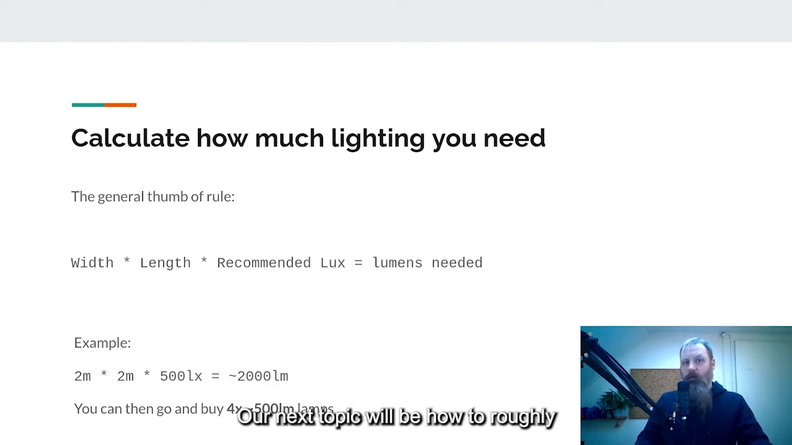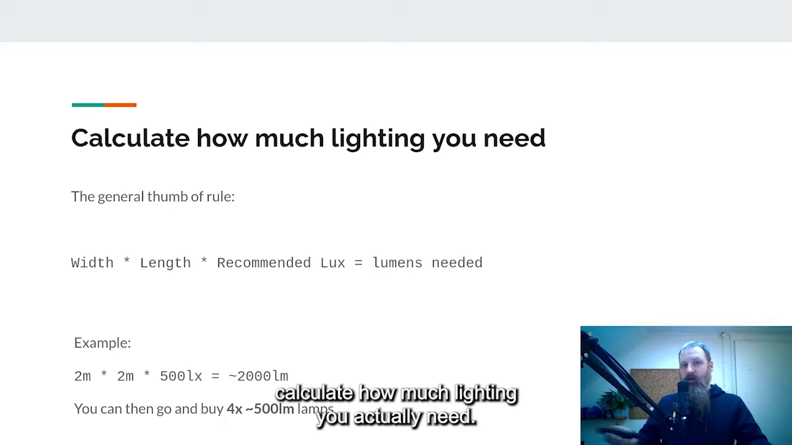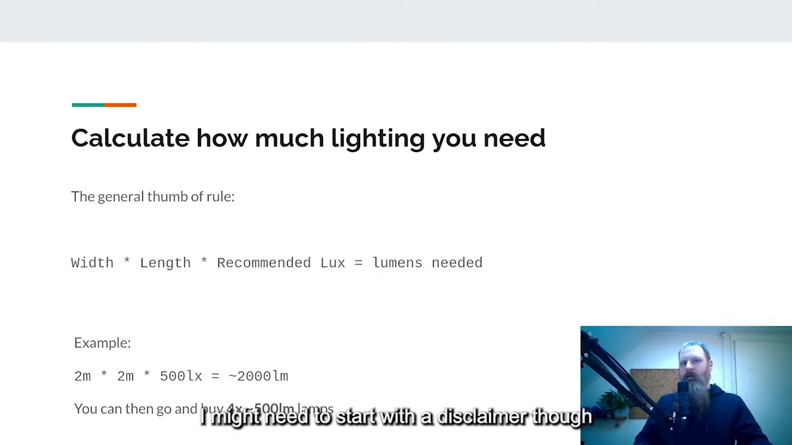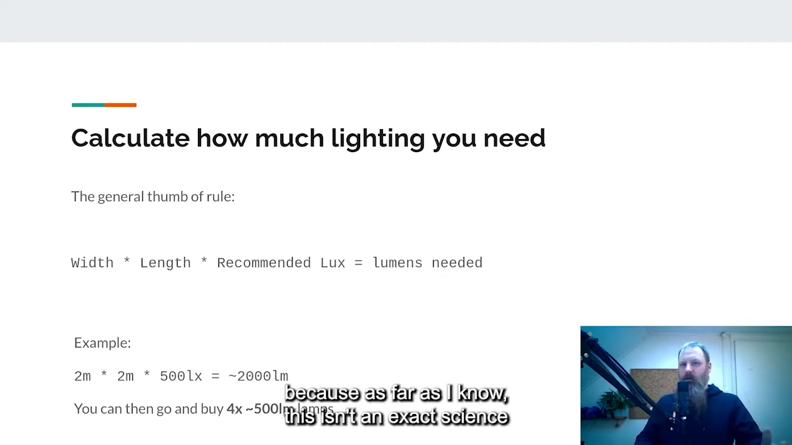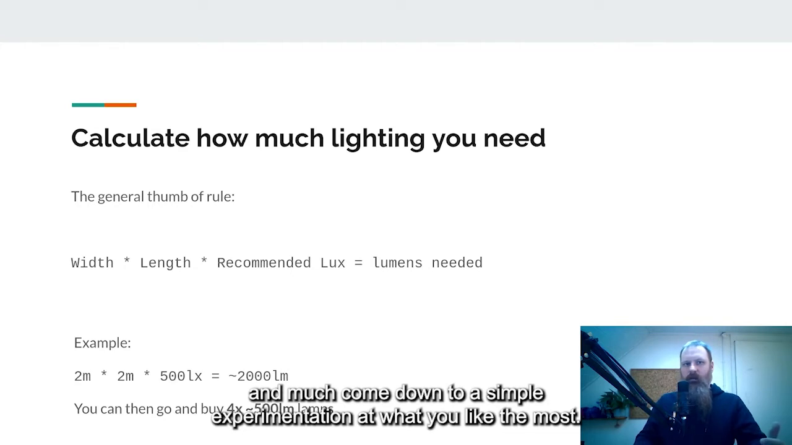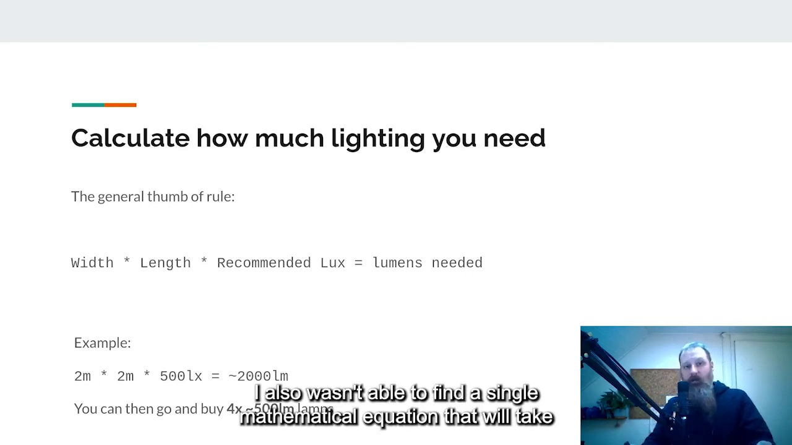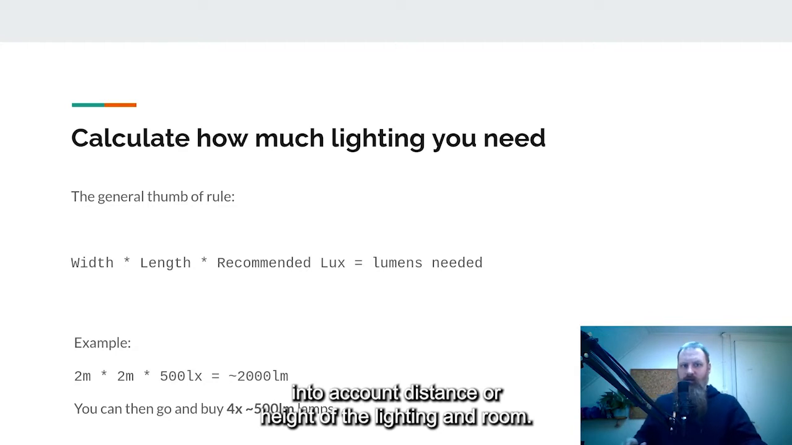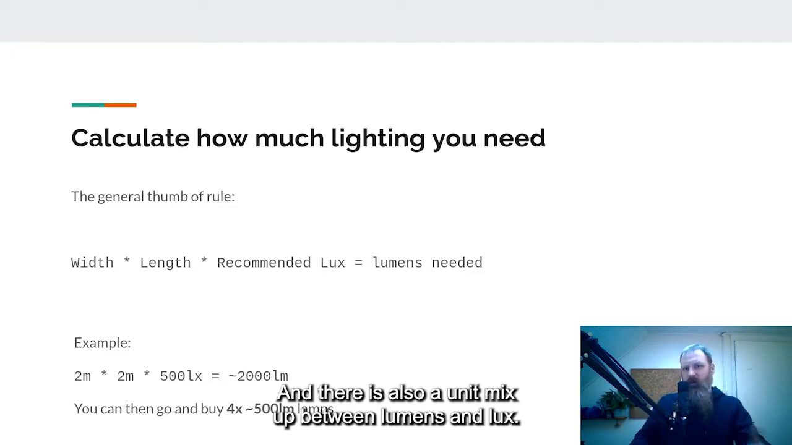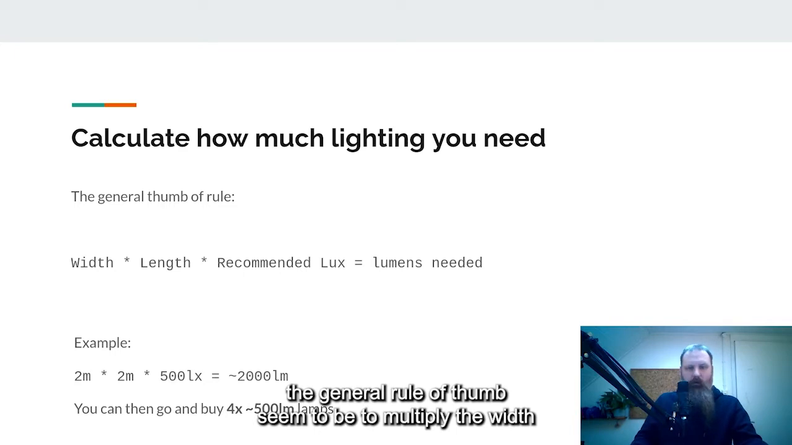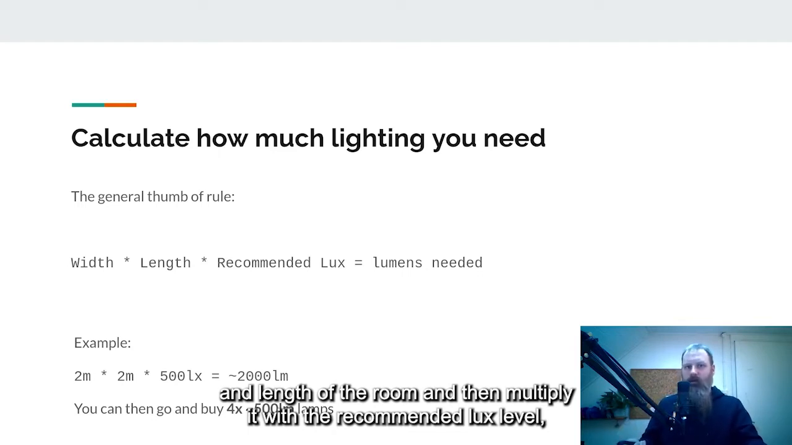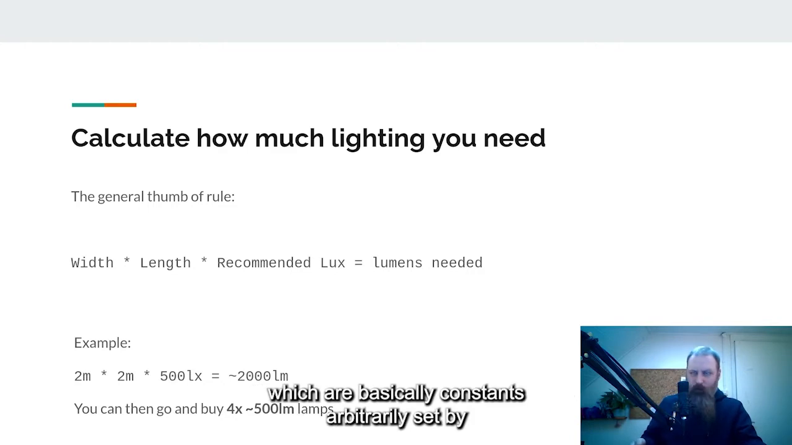Our next topic will be how to roughly calculate how much lighting you actually need. I might need to start with a disclaimer though, because as far as I know, this isn't an exact science, and much comes down to simple experimentation and what you like the most. I also wasn't able to find a single mathematical equation that will take into account distance or height of the lighting and room. There's also a unit mix-up between lumens and lux, but as far as I could tell, the general rule of thumb seemed to be to multiply the width and length of the room and then multiply it with the recommended lux level, which are basically constants arbitrarily set by other people.